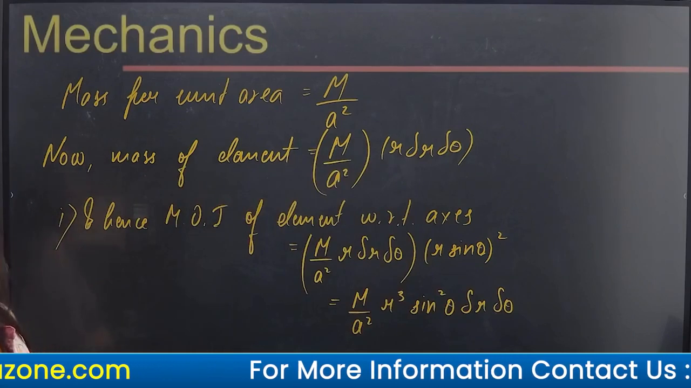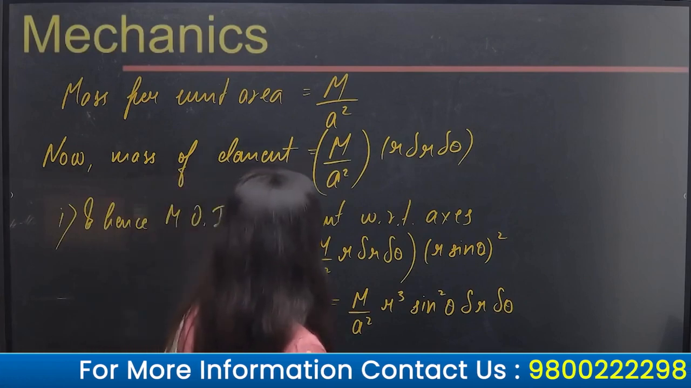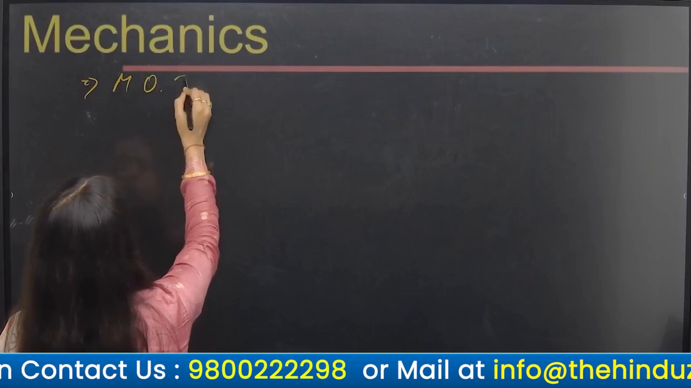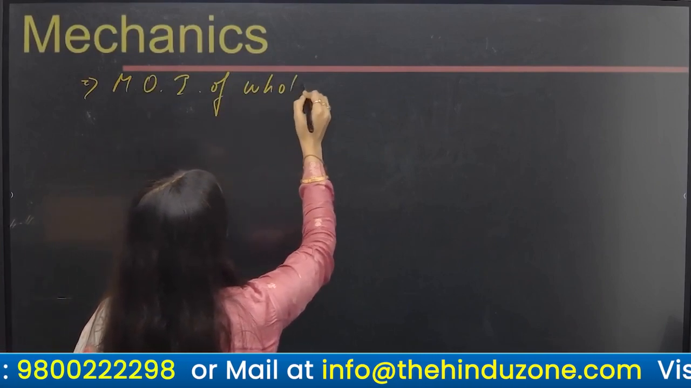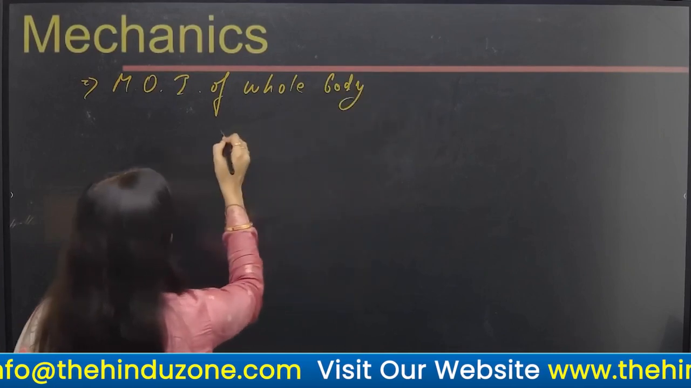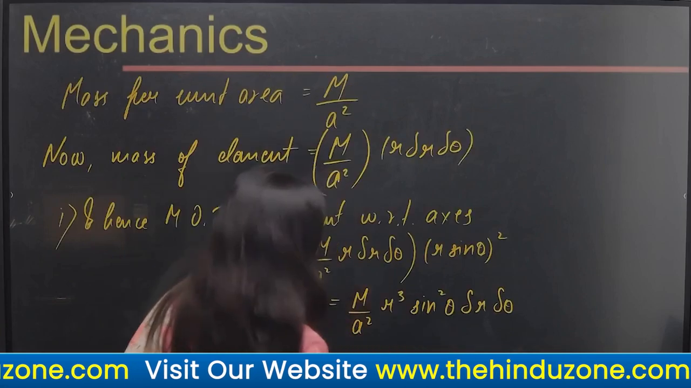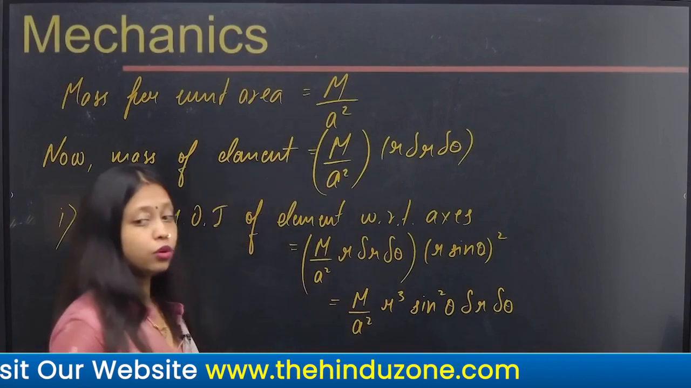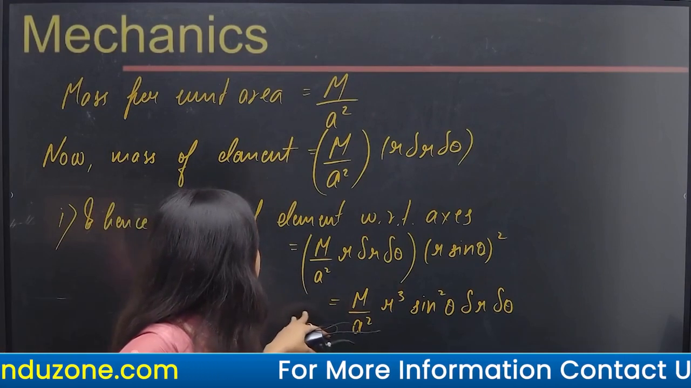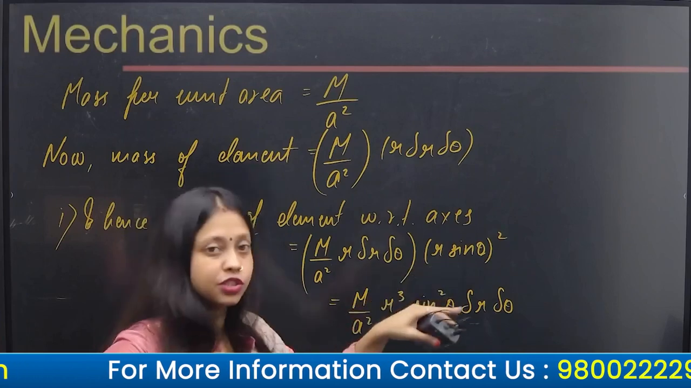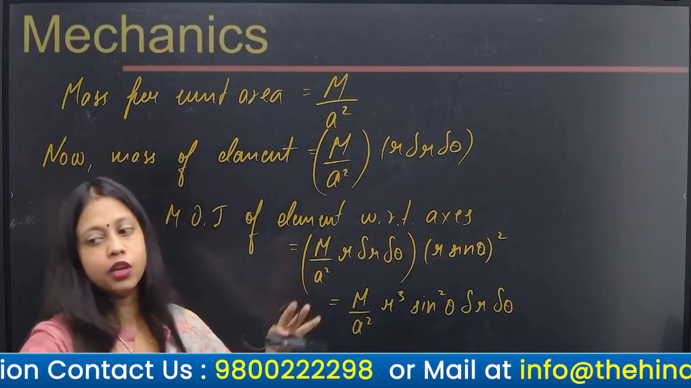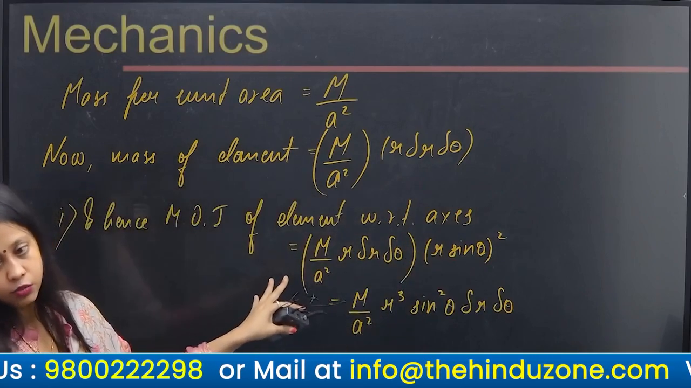So what will be the moment of inertia of the whole area? The moment of inertia of the whole figure, the whole body, is a double integration with respect to r and with respect to theta. And this also will be multiplied by 2, considering both the loops, because we have just considered an element in one side of the loop. So I can now multiply it with 2.